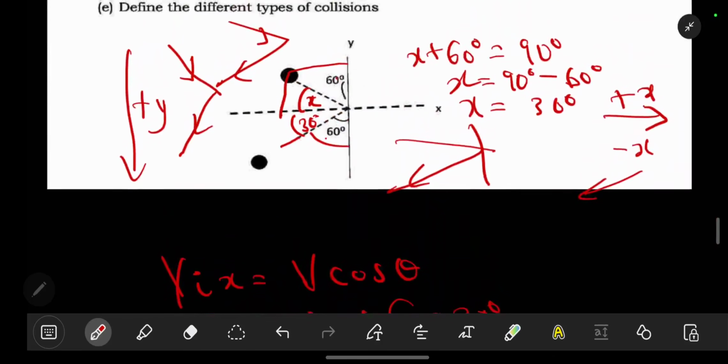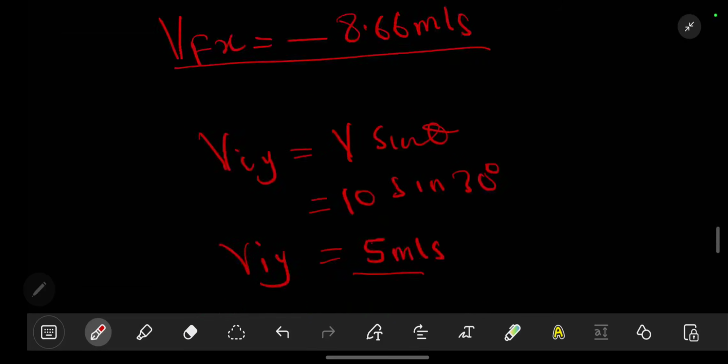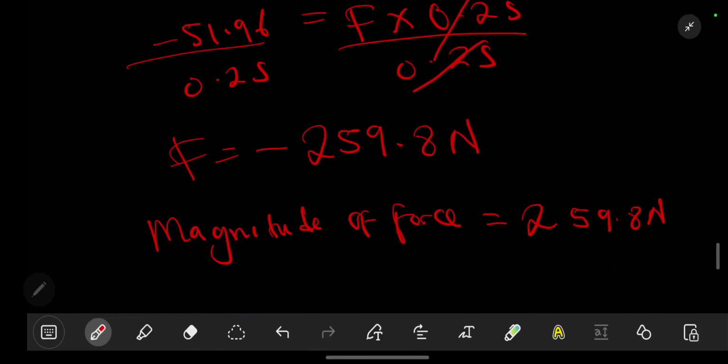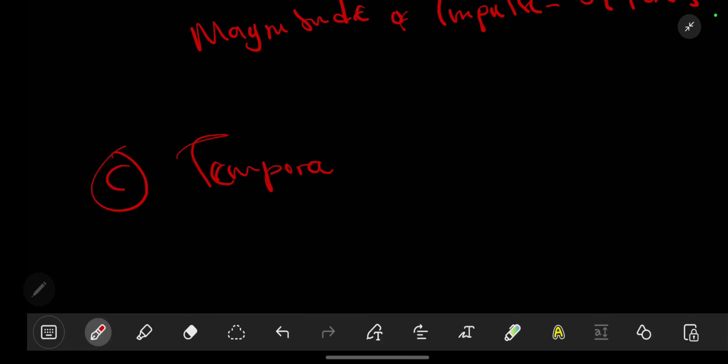Let's look at these statement questions. It says, what was the total brief deformation of the ball and the wall? Deformation is more like a change in the shape. So what can we say about that one? This one is a temporary elastic deformation. So what does that mean? So for C, temporary elastic deformation.